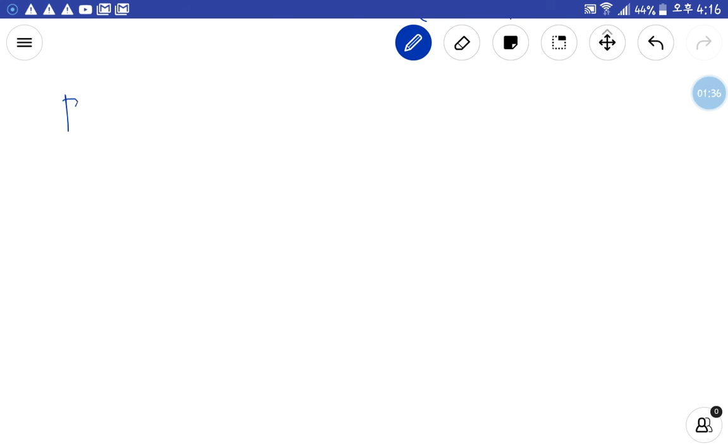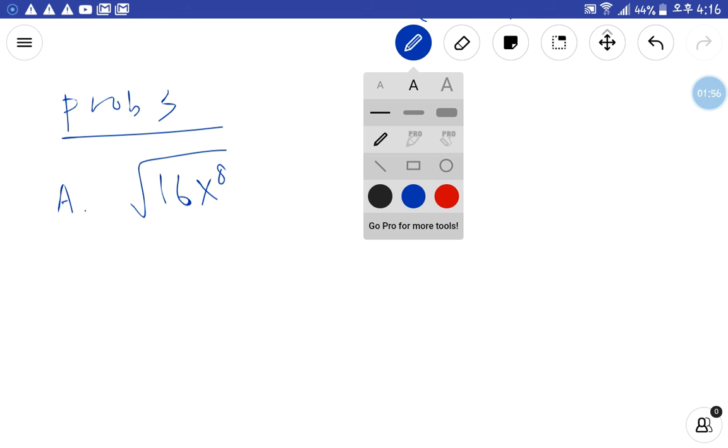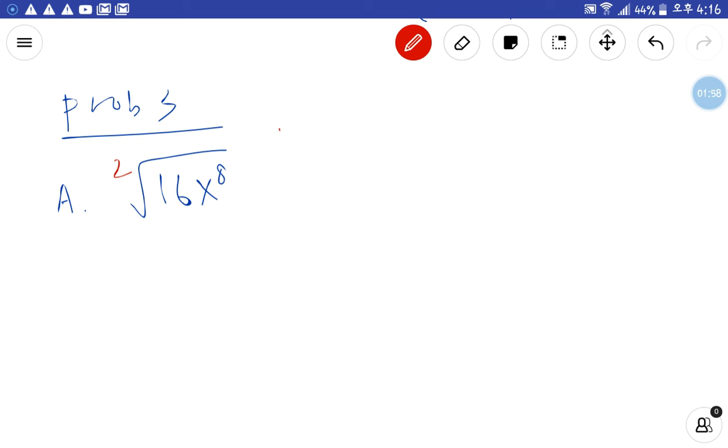Alright, so problem 3. What is a simpler form of each radical expression? So my a is this: square root of 16x to the 8th power. Alright, so let's practice this together. So first, I have to look at my n. What is my n, guys? This is 2. So my n is 2, which means I have to rewrite my expression as something squared. That's what I need to do.